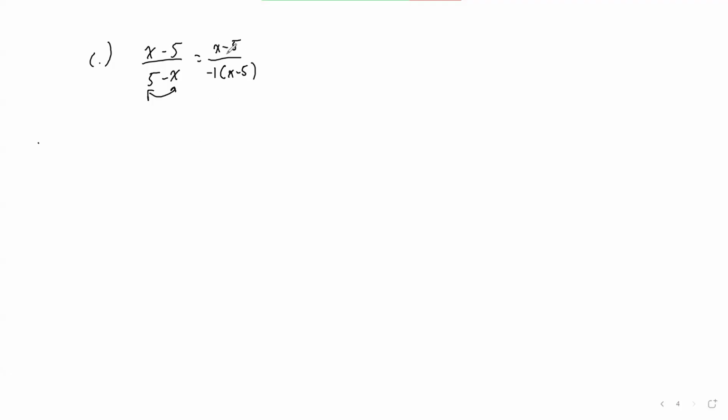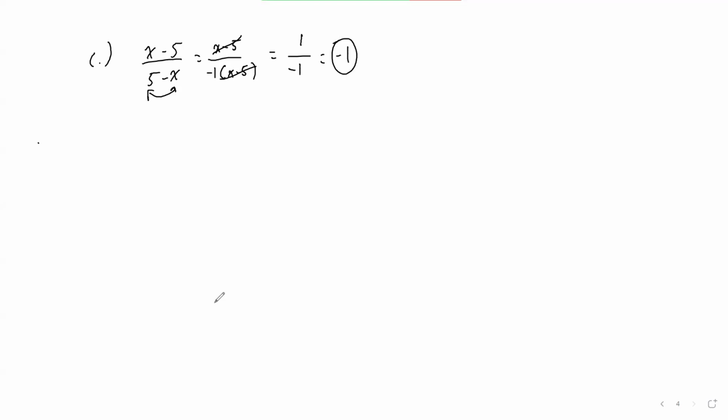So with that, I can say my x minus 5s would cancel. Another thing to note is if everything gets canceled on top, there is still a 1 left. And in this case, a -1 left on the bottom. Then 1 divided by -1 is -1. So that would be your simplified answer.